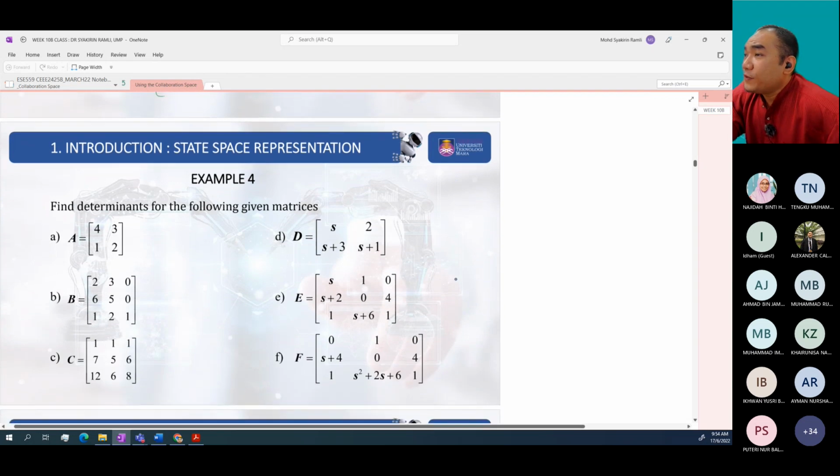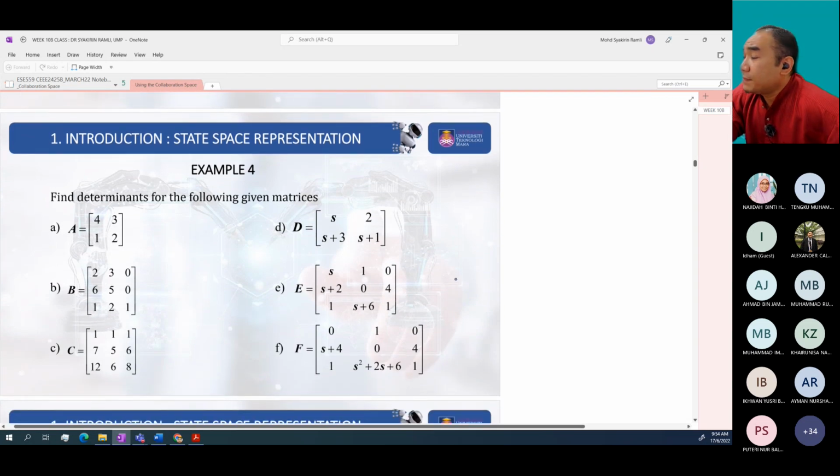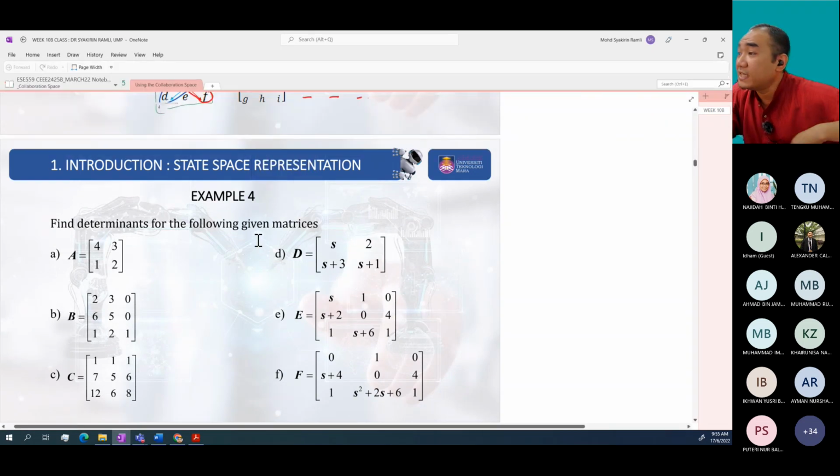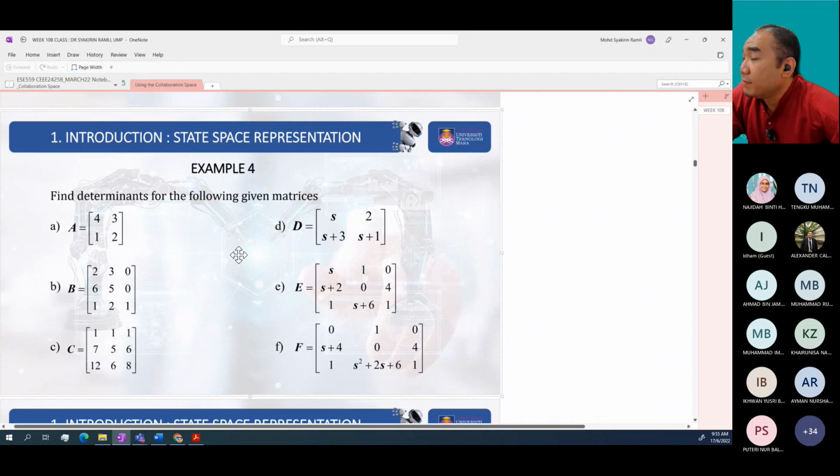So how can we compute the determinant of this particular example? Okay, so this is 3 by 3, 4 by 2 by 2, 3 by 3, right? So the first one is in terms of all real values, and the other one is an example in terms of the S domain. Basically they are the same approach for us to find the determinant of the matrix.